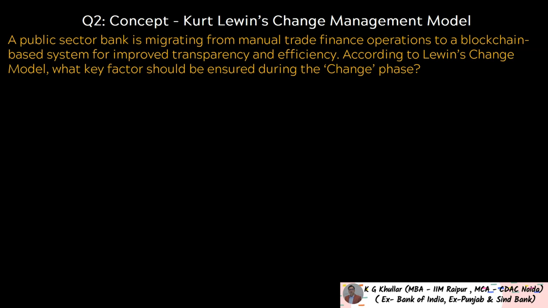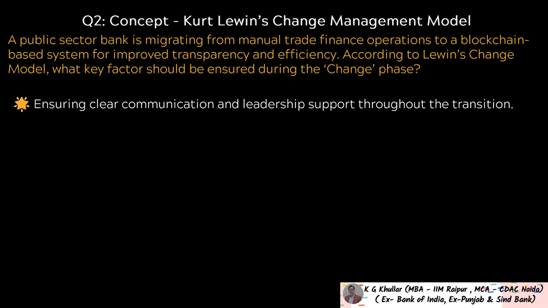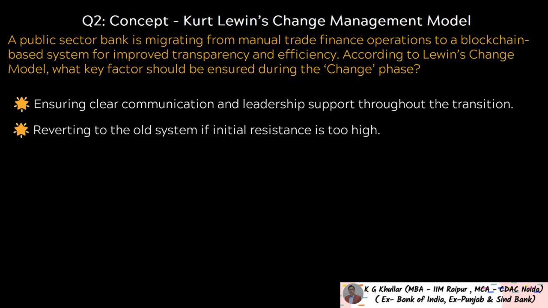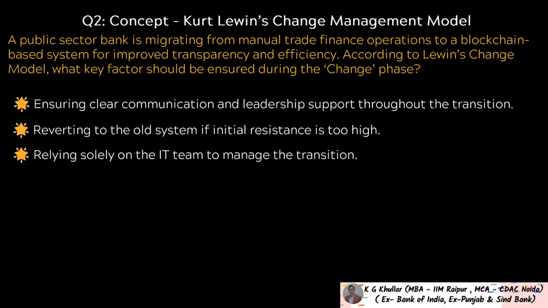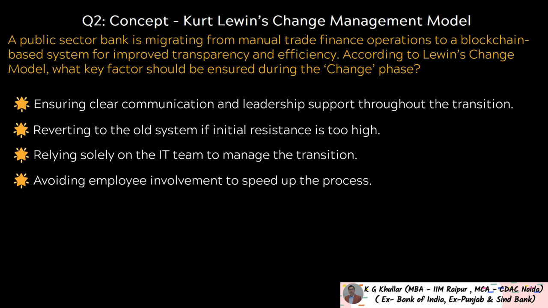According to Lewin's change model, what key factors should be ensured during the change phase? And these options are given to you. First option is ensuring clear communication and leadership support throughout the transition. Then second is reverting to the old system if initial resistance is too high. Then third option C is relying solely on the IT team to manage the transition. And last option D is avoiding employee involvement to speed up the process.